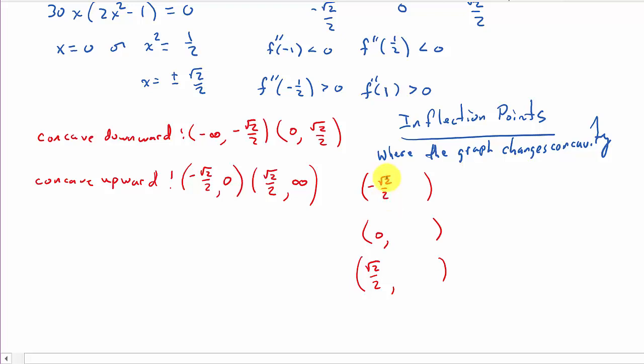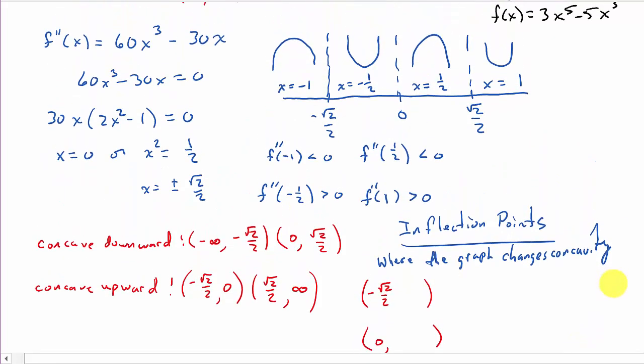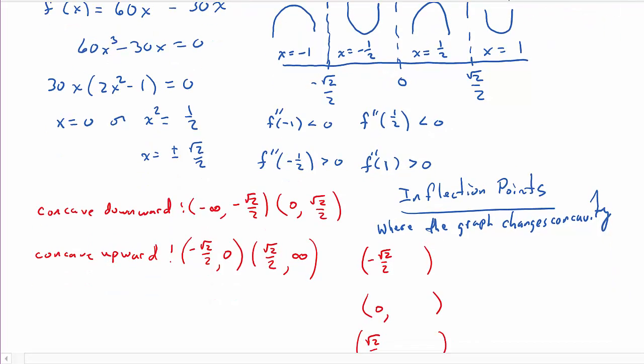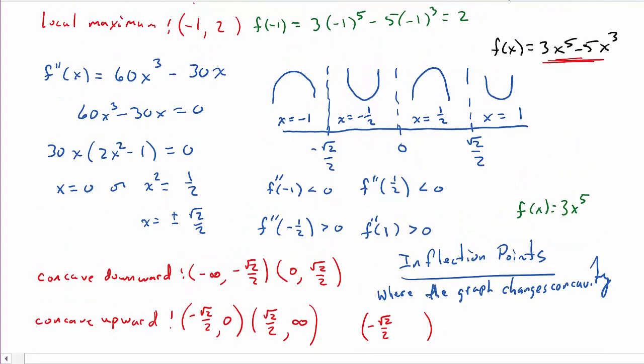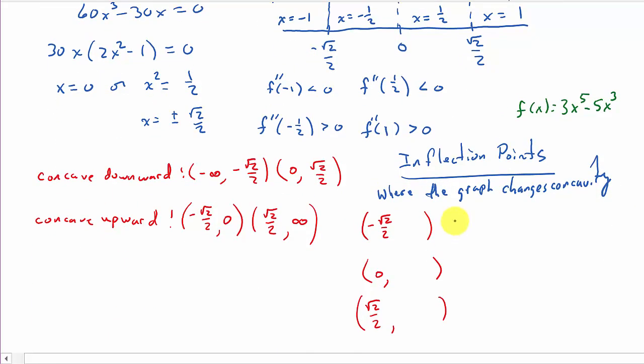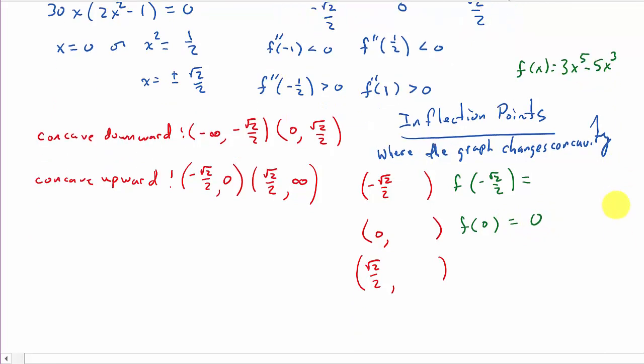Well, it's a point. So we've got the x-coordinate. How do we find the y-coordinate? We've got to plug it back into the original. So we've got f of x is equal to, what was that, 3x to the 5th minus 5x cubed. All right, so I'm going to write this, f of negative square root of 2 over 2 is equal to... f of 0. Well, that one's easy. If we plug the 0 in, we just get 0.